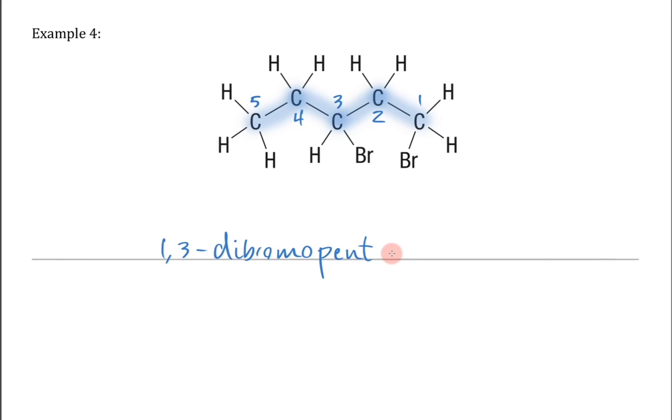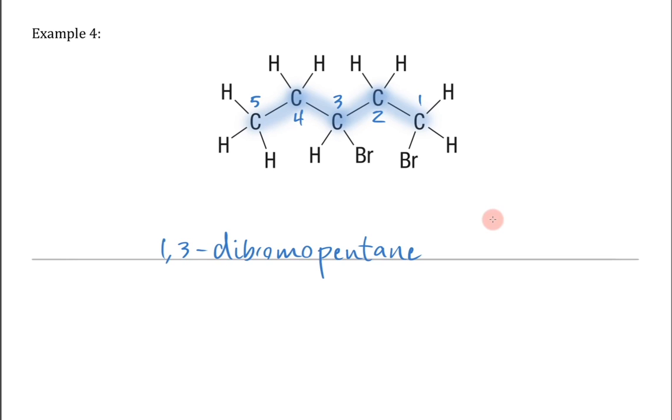Okay, and then of course, we need to put the ane suffix to just make clear that this is a molecule without any double bonds. Okay, and so that's it. We have 1,3-dibromopentane as our last example.